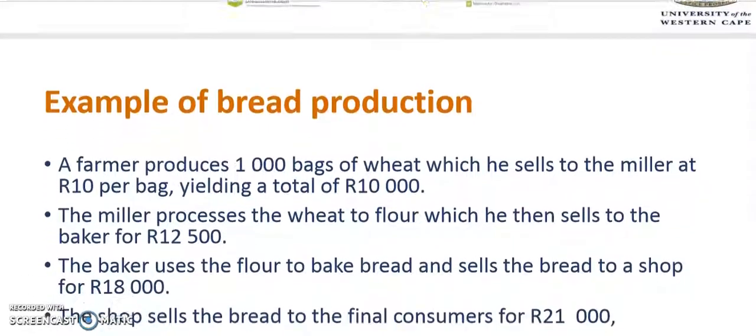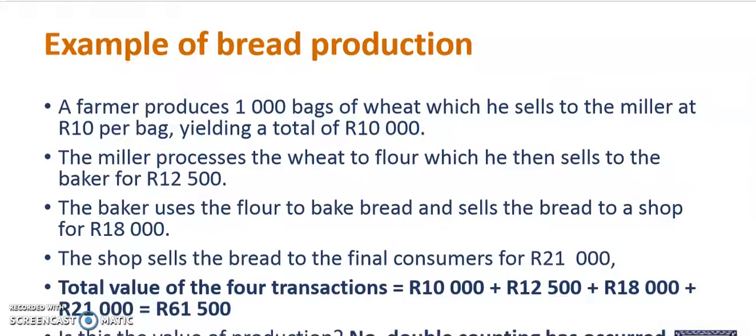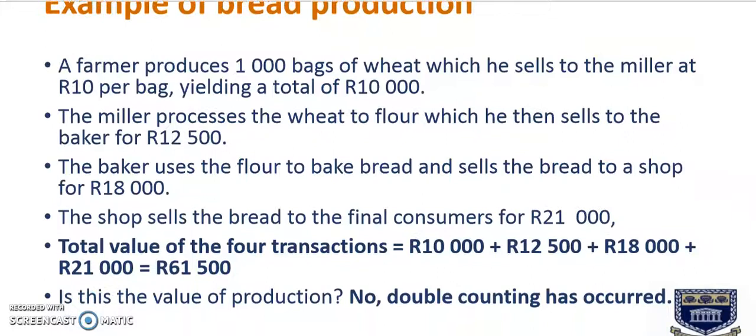A farmer produces 1,000 bags of wheat, which he sells to the miller at 10 rands per bag, yielding a total of 10,000 rands. The miller processes the wheat to flour, which he then sells to the baker for 12,500 rands. The baker then uses the flour to bake the bread and sells the bread to the shop for 18,000 rands. The shop then sells the bread to the final consumer for 21,000 rands.